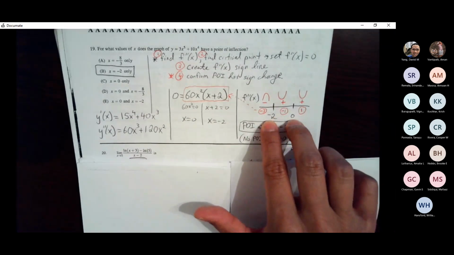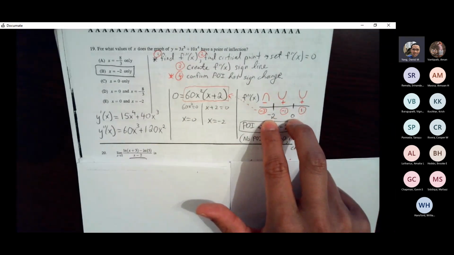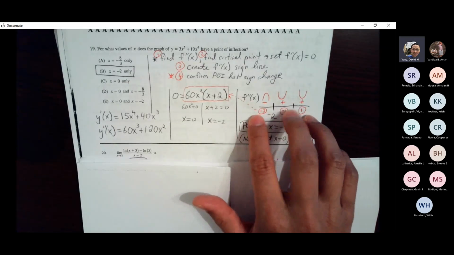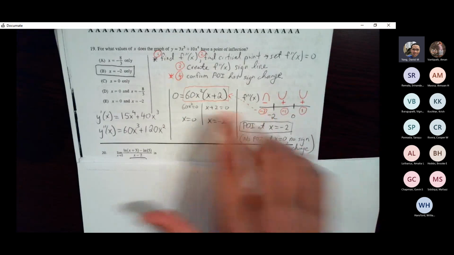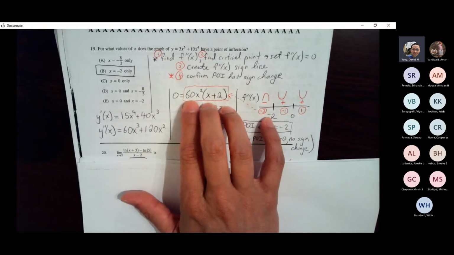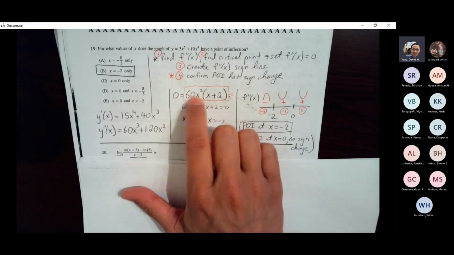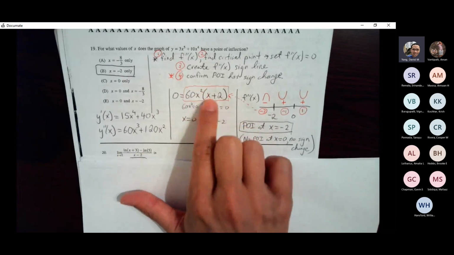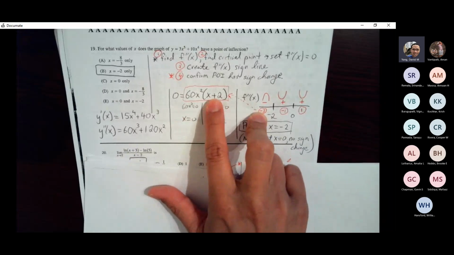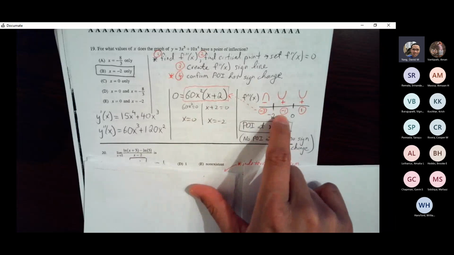Right. -2 and 0 are our critical points. I can choose values in each subinterval. I'll choose -3, I'll choose -1, I'll choose 1. Insert into my second derivative function, factor form. For -3, x squared is always positive, so I can just ignore that. The only thing that's going to cause my sign change is this x plus 2. So for x equals -3, -3 plus 2 is negative, so concave down.